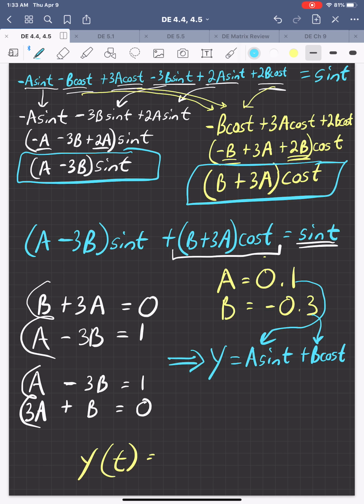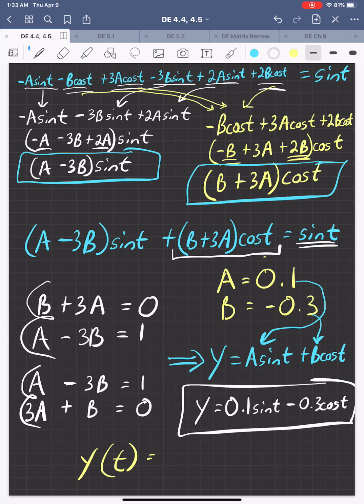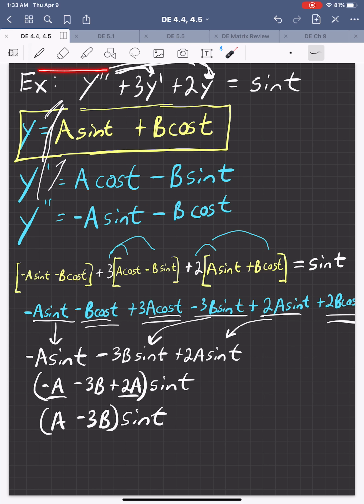So let's go ahead and write this answer. The answer to this is y is equal to 0.1 sine of t plus, no, that's going to be minus because b is negative, minus 0.3 cosine of t. There it is. That is your solution. You could always take the first derivative and the second derivative and go back and plug them into the original problem and see if everything combines to get sine.